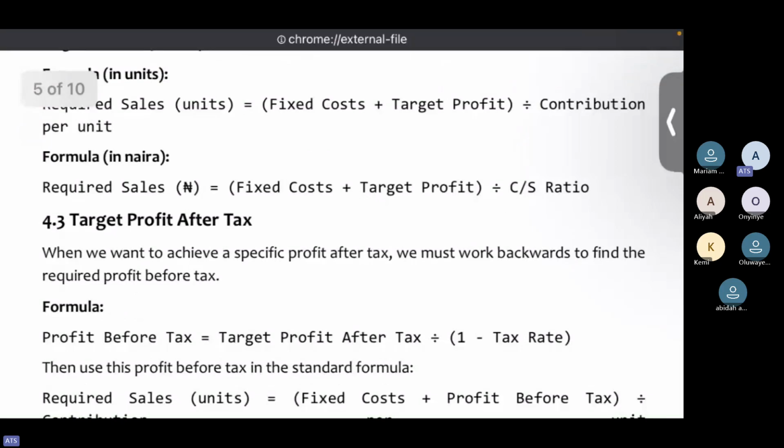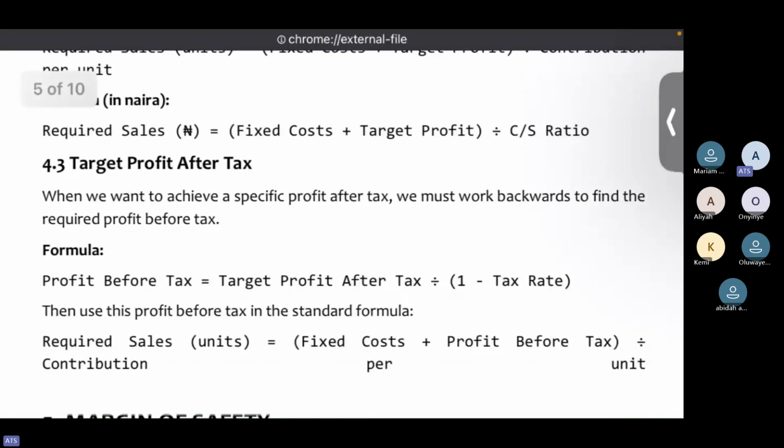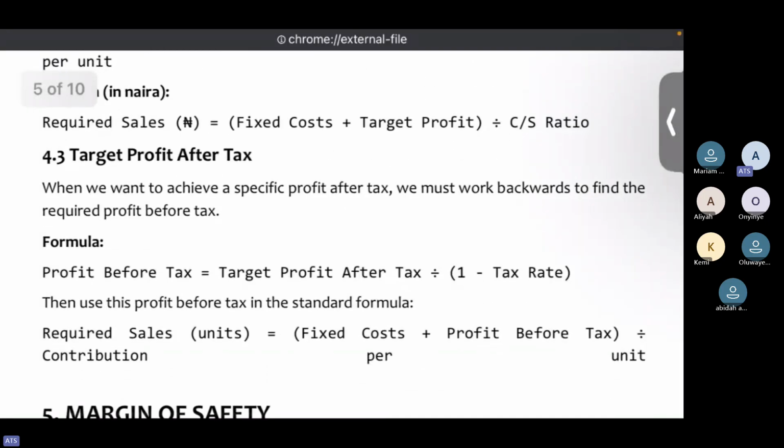They might want to know whether, if a business owner or as a cost accountant, your business wants to make 200,000 naira profit after paying tax to the government, and you are given the percentage that you pay as tax. So after paying this amount as tax to the government, I still want to have this amount. So sometimes you have to work backwards. First, you have to derive what your profit before tax is.